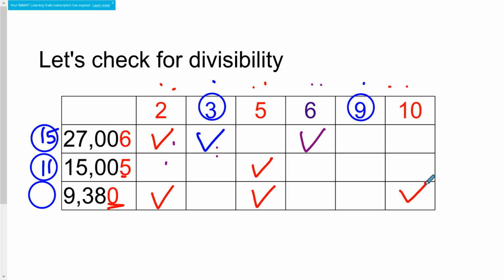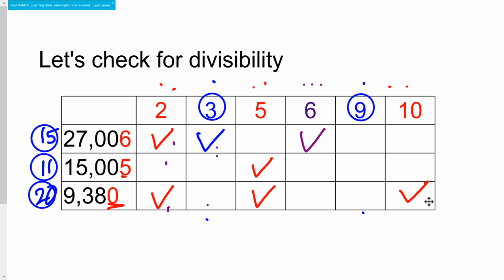Next thing I need to do is check for divisibility by 3 and by 9. Well, 9 and 3 is 12, and 12 plus 8 is 20. 20 is not a multiple of 3, so I'm not going to check off 3. It's not a multiple of 9, so I'm not going to check off 9. And then finally, when I check for 6, it's not 2 and 3, so it's not 6. That's how I can check divisibility.